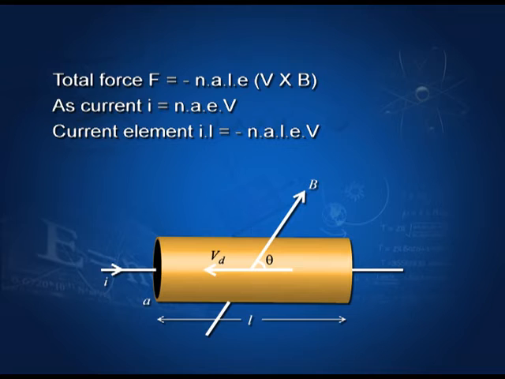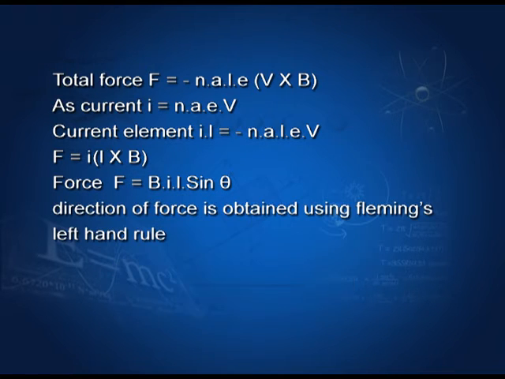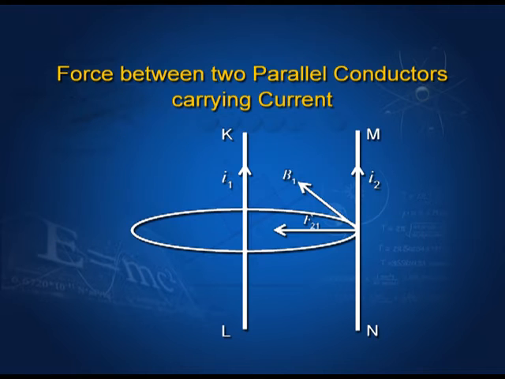As a result, we get F equals to I into L cross B. As the angle between the current and the magnetic field is theta, so the formula of force F equals to BIL sin theta. Direction of this force is obtained using the Fleming's left hand rule, which we have already studied. Force between two parallel conductors carrying current.